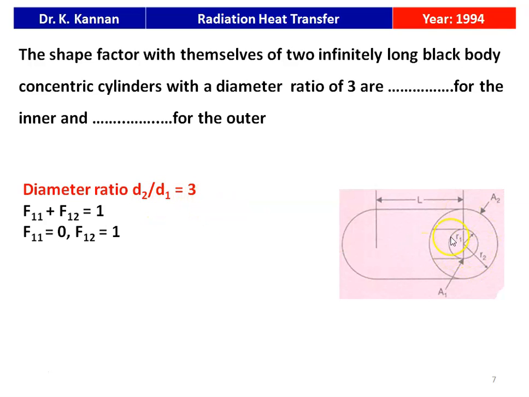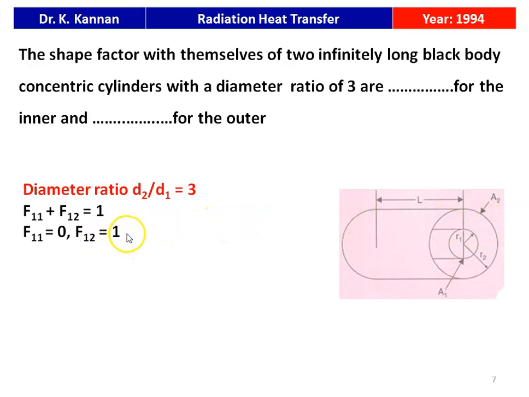For R1, R2 or D1, D2, D2 by D1 equal to 3. From the inner surface the radiation is leaving. So there are two options, either the radiation is falling on the outer cylinder or it is falling on the same surface. For inner cylinder, there is no possibility, F11 equal to 0. That means the radiation leaving the first surface falling on the same surface is equal to 0. So whatever the radiation leaving the first inner cylinder, it is completely falling on the second cylinder or outer cylinder.